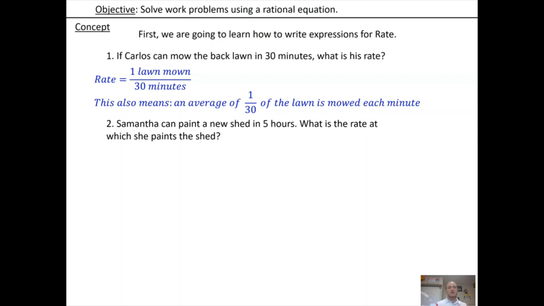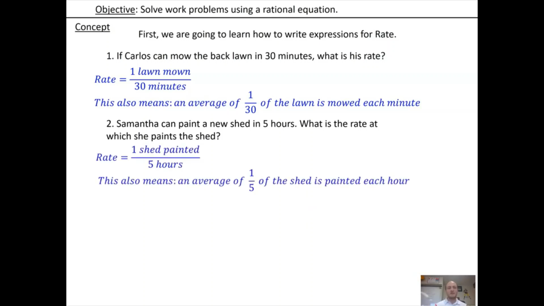Number two: if Samantha can paint a new shed in 5 hours, what is the rate at which she paints the shed? Again, how many jobs is she doing? She's painting one shed. And what's the time? 5 hours. So her rate is one shed every 5 hours, or if we wanted it per hour, 1/5 of the shed every hour.